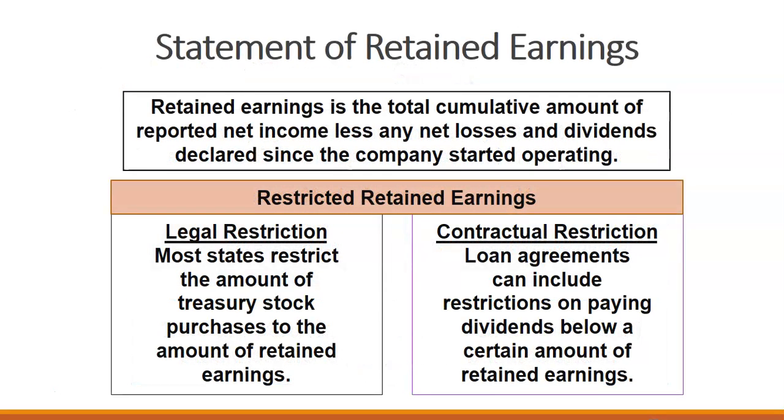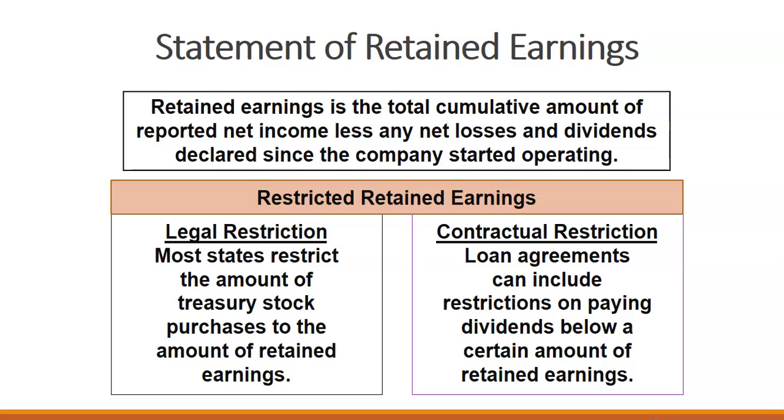Our statement of retained earnings is our total cumulative amount of reported net income less any net losses and dividends declared since the company started operating. So we've already looked at statements of retained earnings in previous chapters. So now we have our statement of retained earnings where we're going to include if we have common stock and preferred stock, or if we've paid any dividends or had any losses.